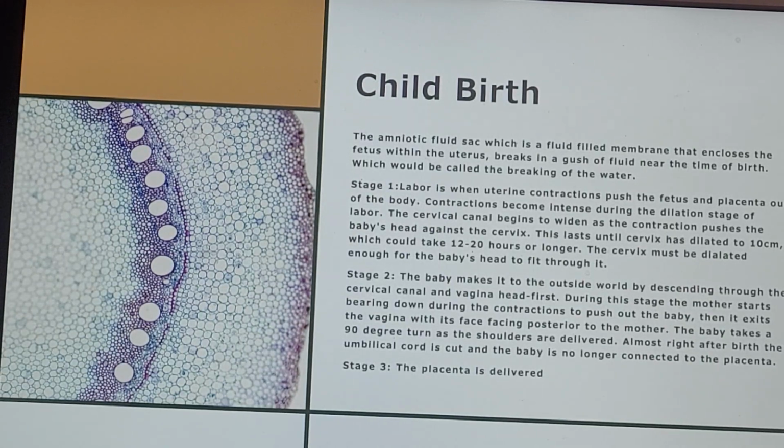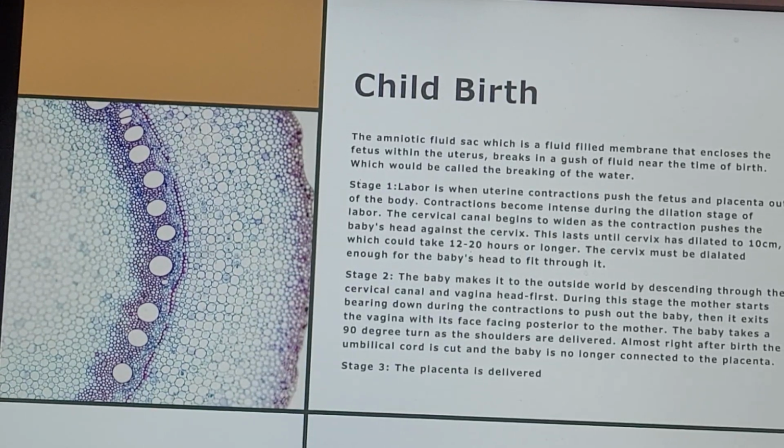Stage 2. The baby makes it to the outside world by descending through the cervical canal and vagina head first. During this stage, the mother starts bearing down during the contractions to push out the baby. Then it exits the vagina with its face facing posterior to the mother. The baby takes a 90-degree turn as the shoulders are delivered. Almost right after birth, the umbilical cord is cut and the baby is no longer connected to the placenta. The placenta is delivered.